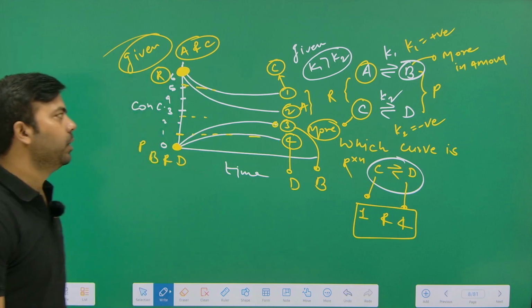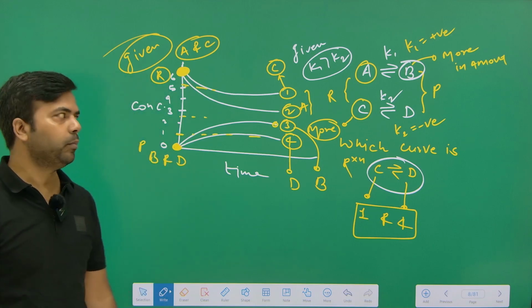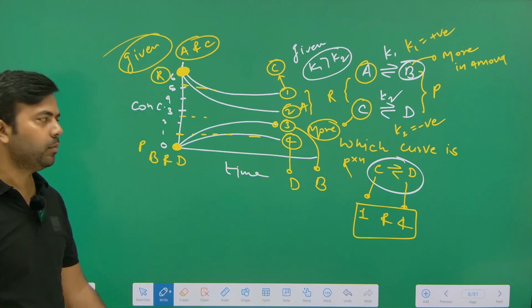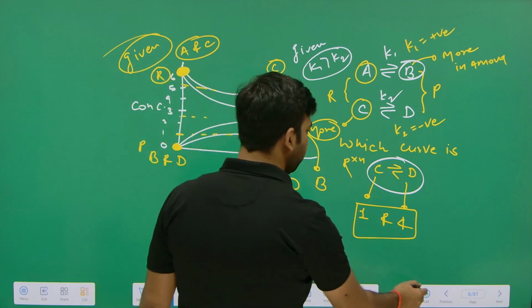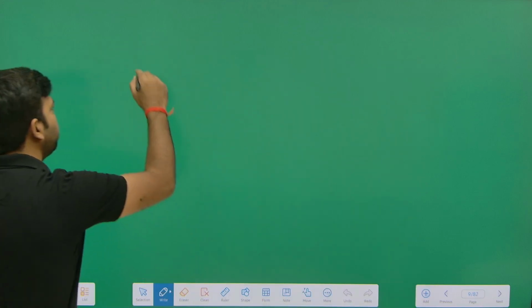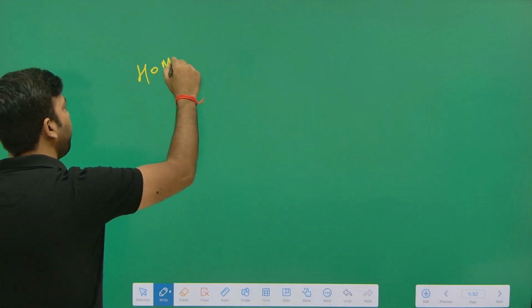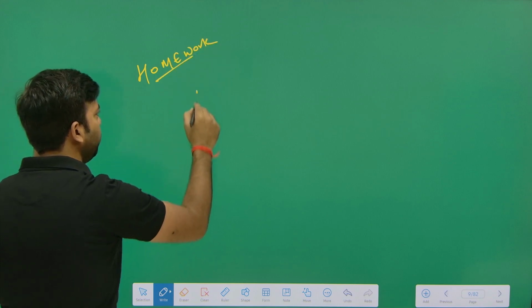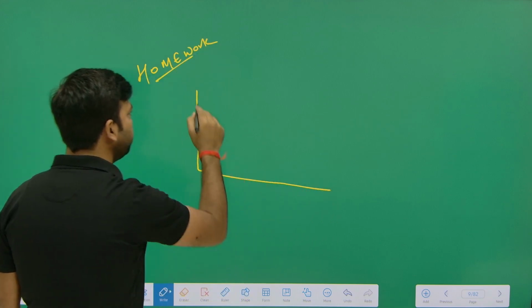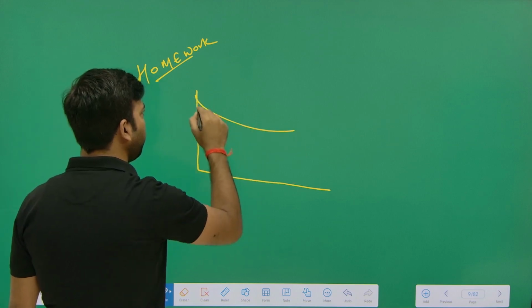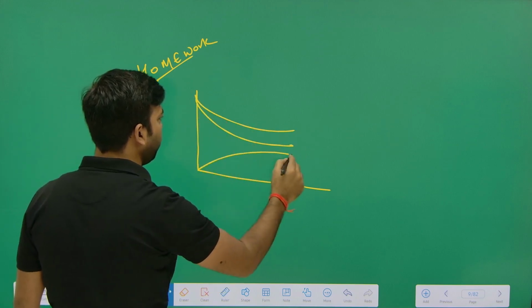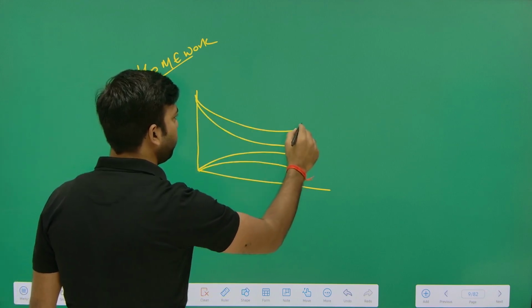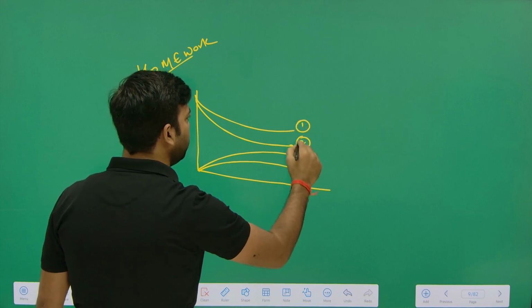Clear? So these type of question is very important, and we can make another question something like that. Suppose this is your homework basically. We have again a reaction. One, two, three, 4.